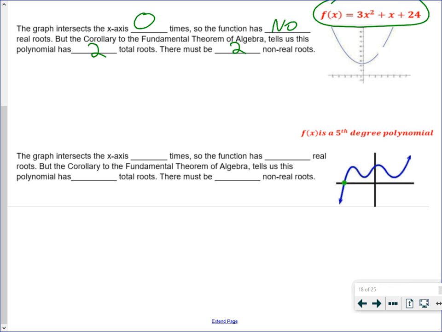And last, we have a 5th degree polynomial over here. And if we're looking at the graph, we can see that we intersect the x-axis only 1 time, right here. And so if I only intersect the x-axis 1 time, the function has 1 real root. But according to the corollary of the fundamental theorem of algebra, if we're a 5th degree polynomial, we have to have 5 total roots. And if I have 5 total roots and only 1 real root, that means I have to have 4 non-real roots, because the total number of non-real roots added to the total number of real roots has to equal the total number of roots. In this case, 1 plus 4 has to equal 5.